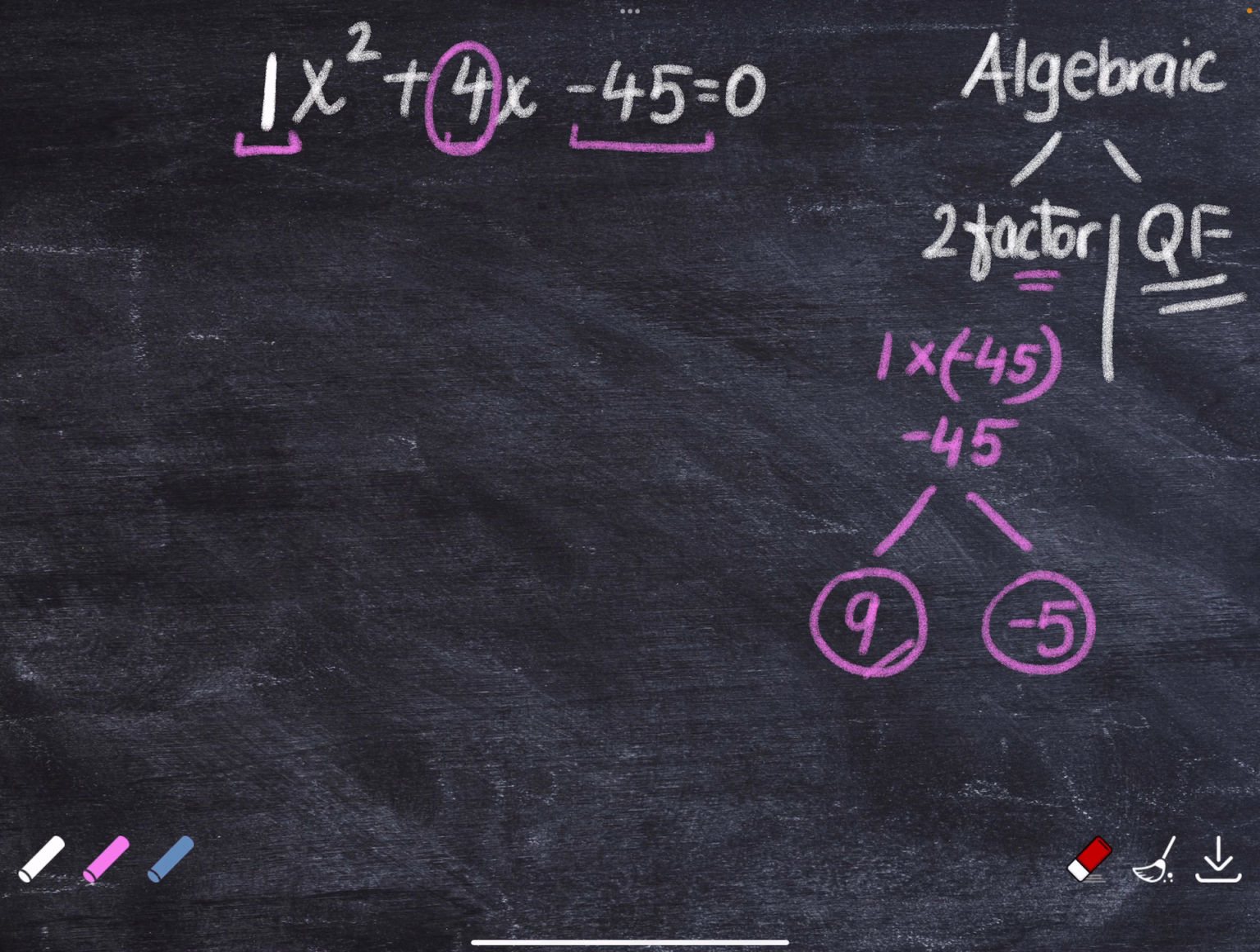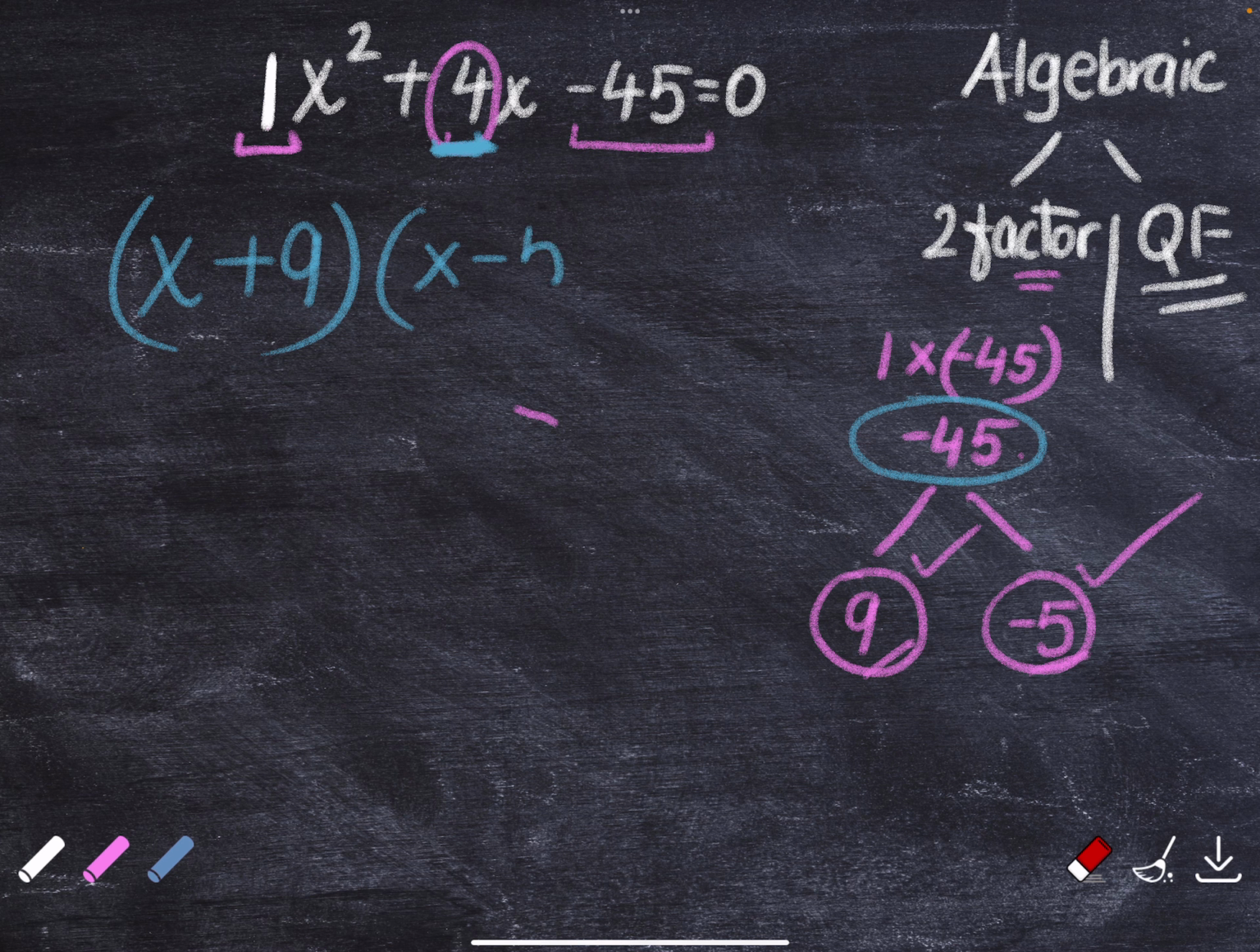So once I have thought about my numbers, I'm sure that they hold true to the conditions: they add up to the middle term and multiply to negative 45. So these are the two numbers. I write them down as the factors x plus 9 and x minus 5. Remember, the factors are equal to 0. That means I'll put each factor equal to 0. So x plus 9 equals 0, and the other part is x minus 5 equals 0.